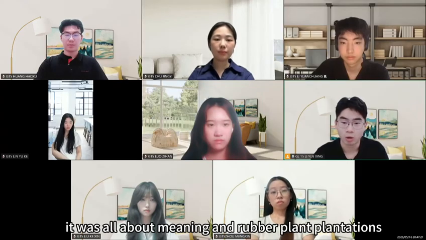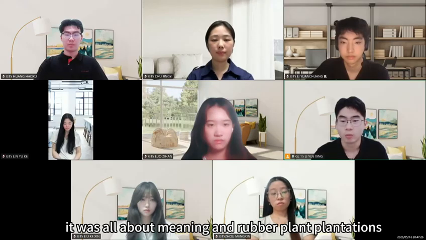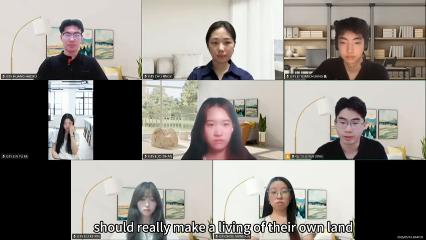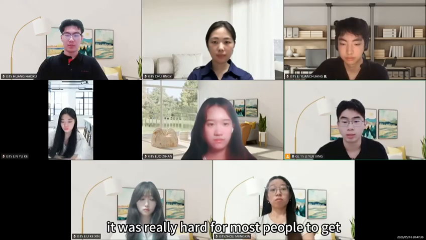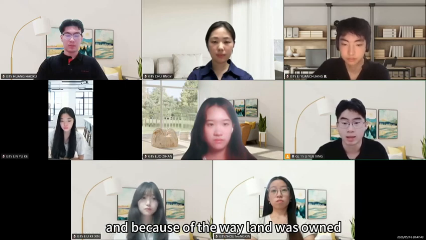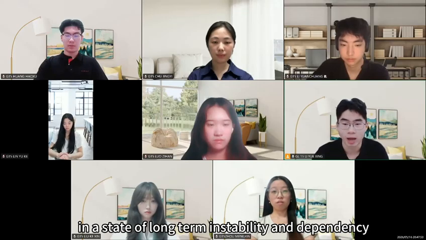Instead, it was all about mining and rubber plantations, which basically meant that villagers couldn't really make a living off their own land. After independence, it was really hard for most people to get permanent ownership of their land because of the cost and because of the way land was owned. This means that 85% of households were in a state of long-term instability and dependency.